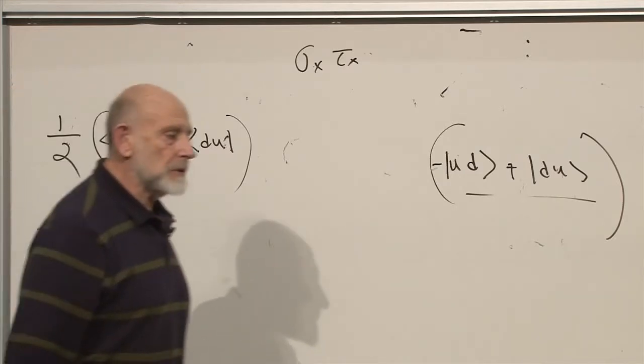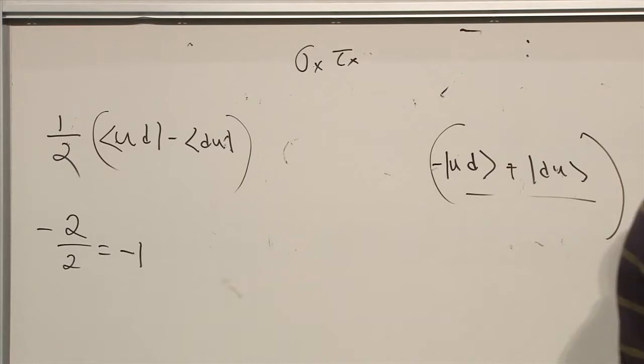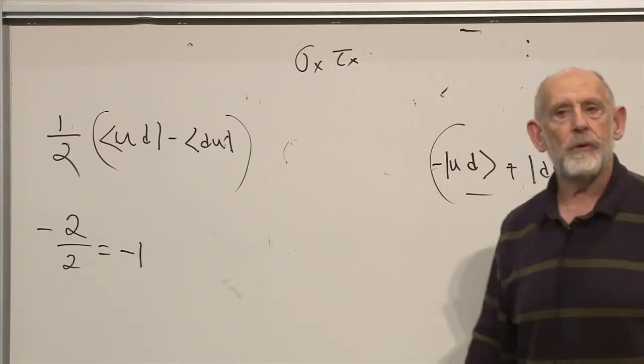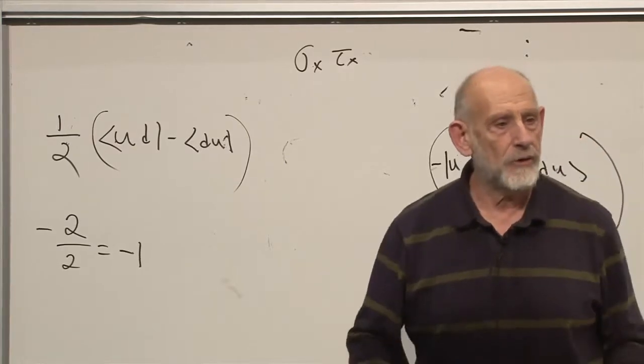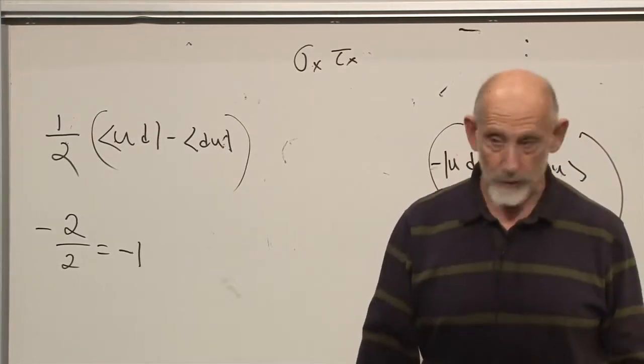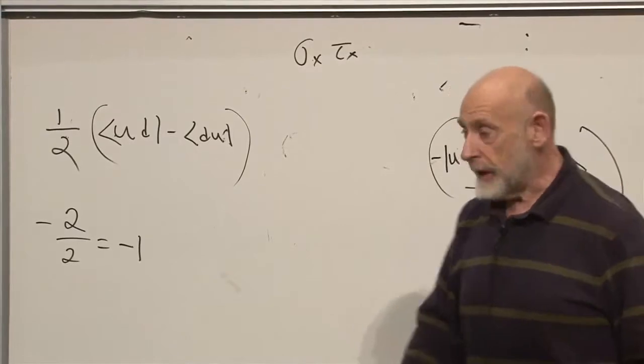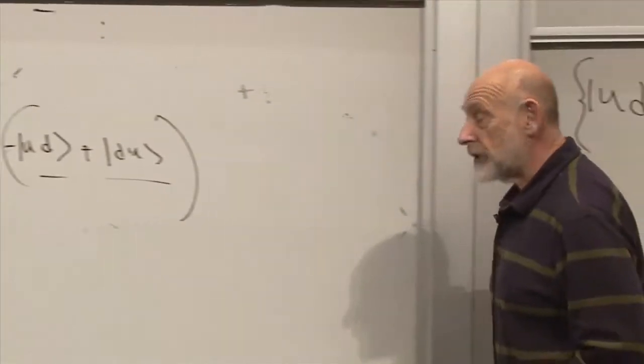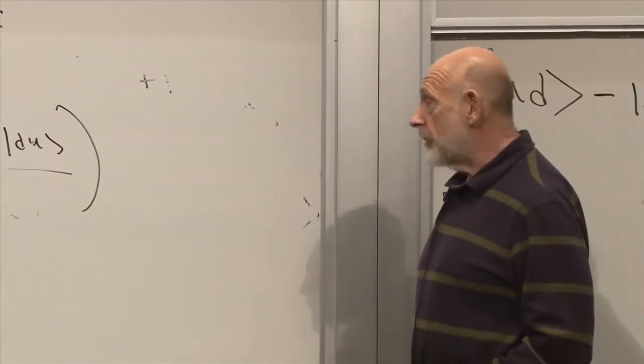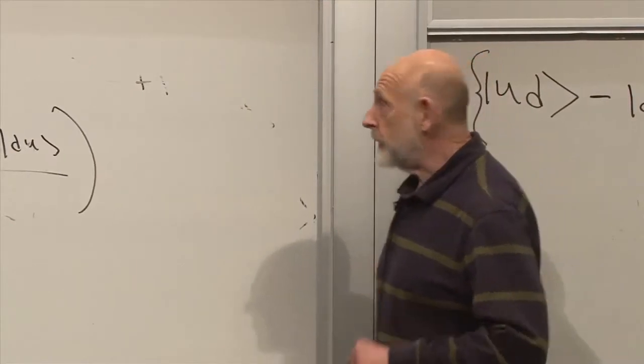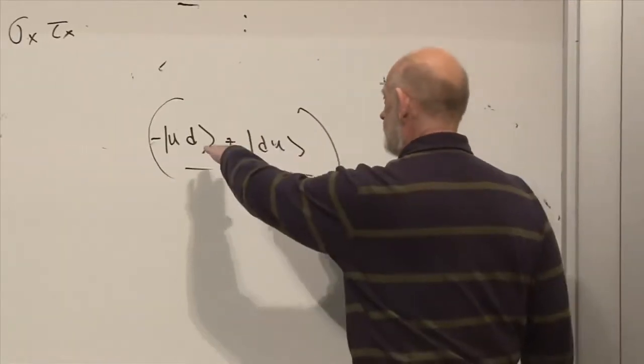What does it say? This is kind of interesting. The expectation value of sigma x by itself was 0. The expectation value of tau x by itself was 0. The expectation value of sigma x times tau x is minus 1. Let's see if we can see why. Look at the state here.